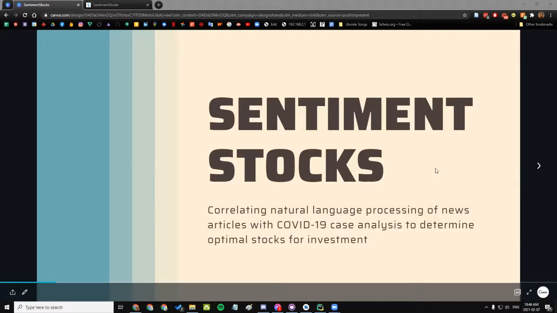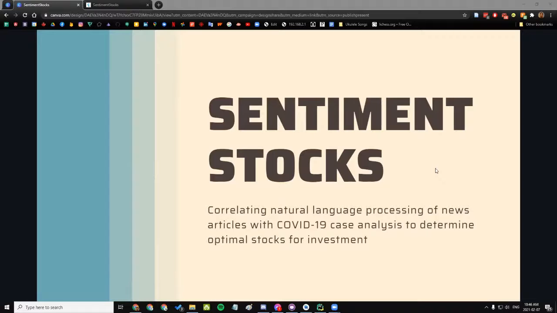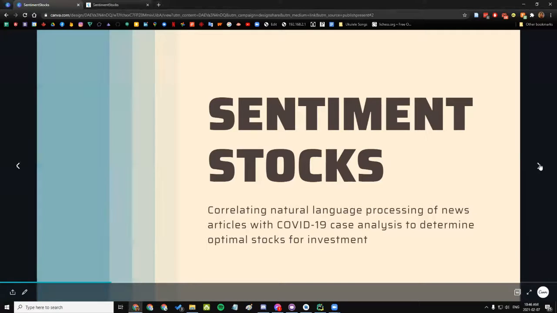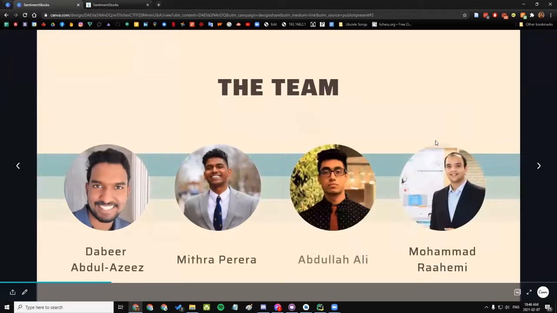Hello, we are Sentiment Stocks, and we have been developing an application to correlate natural language processing of news articles with COVID-19 case analysis in order to determine optimal stocks for investment. This is our team. We are a team of 4 developers that have been working on this for the past couple days.